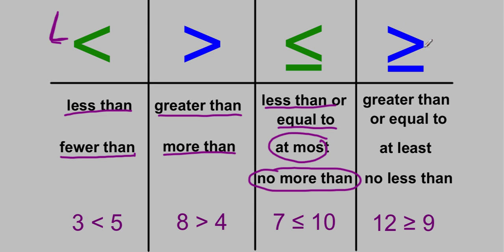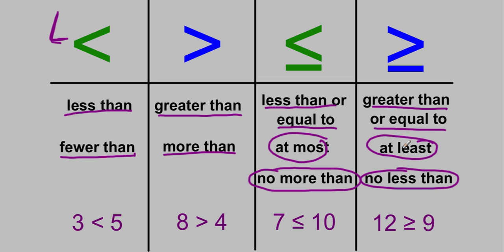And then our last one, our greater than symbol with the equals sign underneath of it. That's our greater than or equal to. Again, some common phrases are at least or no less than. So if I said you need to get at least an 8 on your next quick check, that means you can get an 8, that's equal to, or something greater than an 8, in order to get at least an 8 on your quick check.